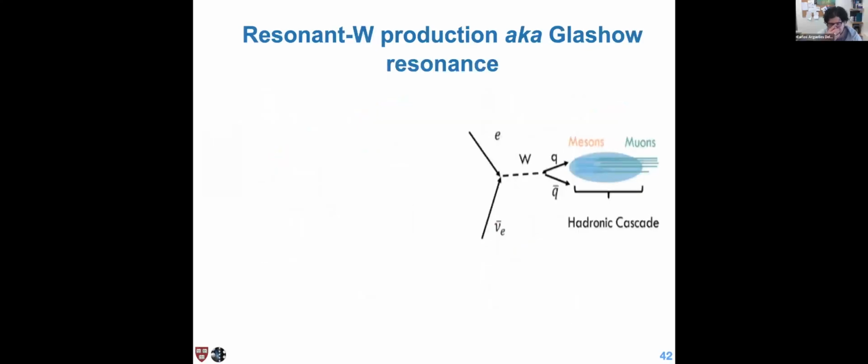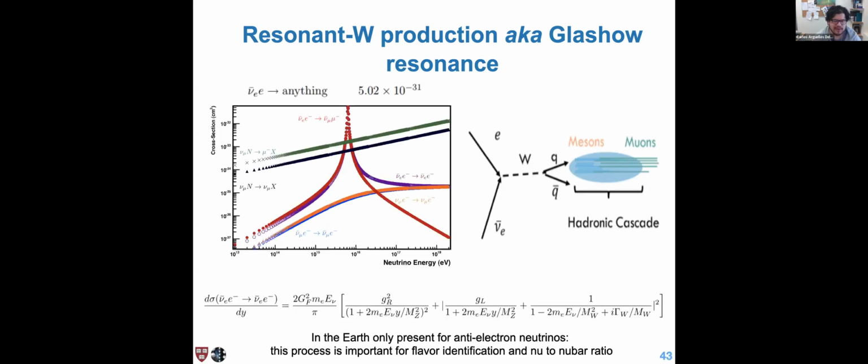You can also produce a W, and this is known as the Glashow resonance. So an electron antineutrino can come in and interact with an atomic electron, making an on-shell W that then decays into a q qbar, and you can see that. That is actually most of the time an irrelevant process, except when you produce the W on shell. And that happens when the energy of your antineutrino is about 6 PeV. And you can see that in this figure here.